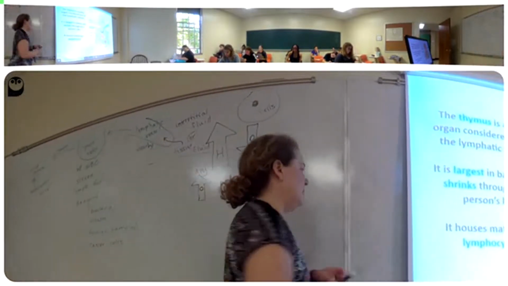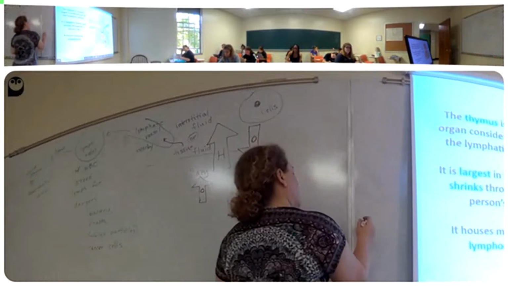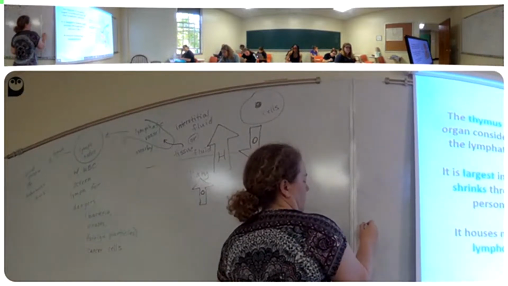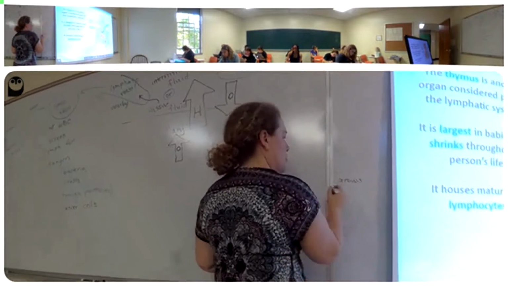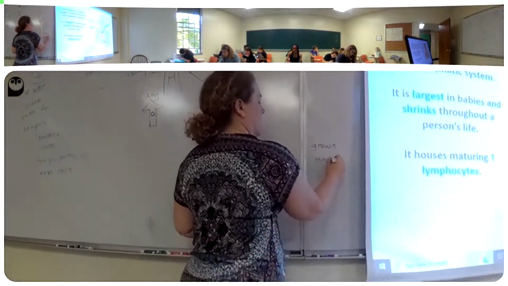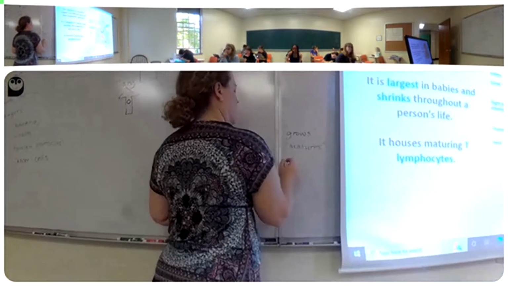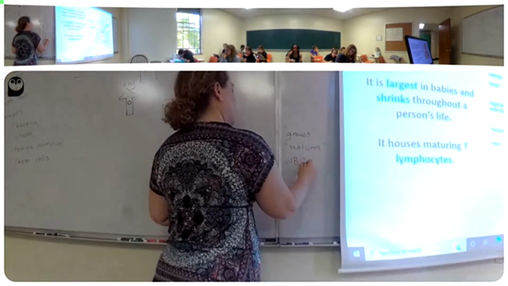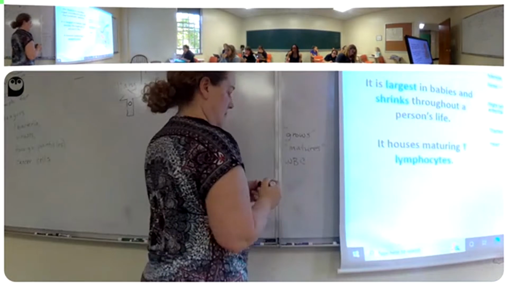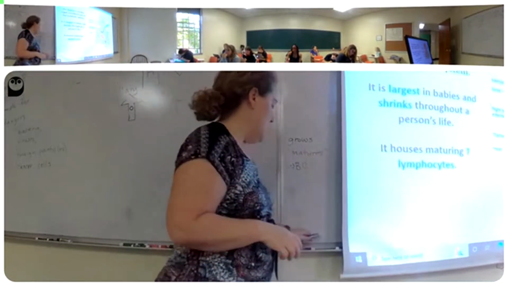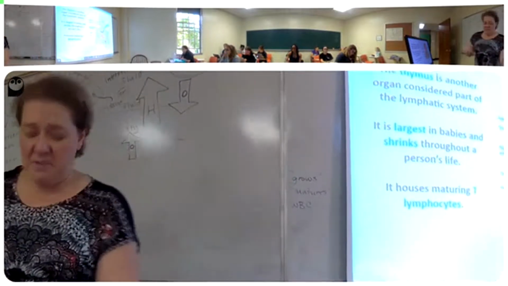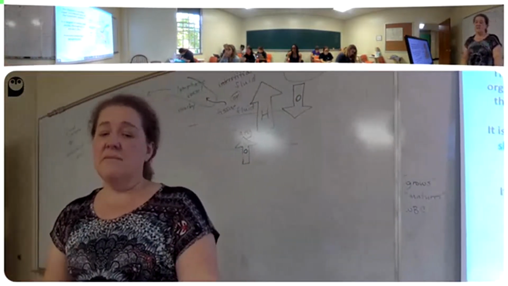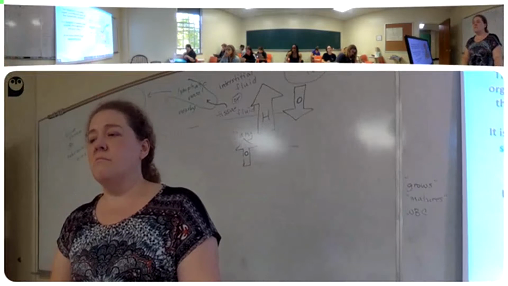It grows and matures white blood cells called T lymphocytes specifically, and they're called T because they come out of the thymus. The time in our life when we make a lot of T lymphocytes is before we're 12.